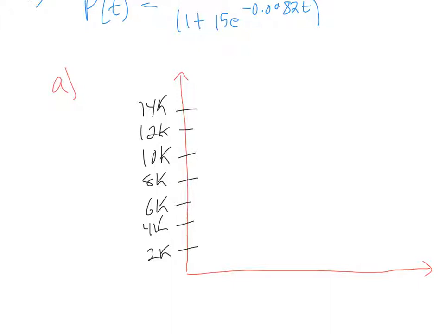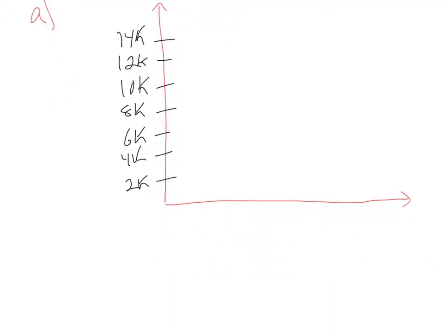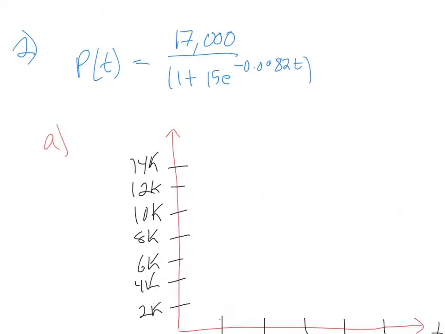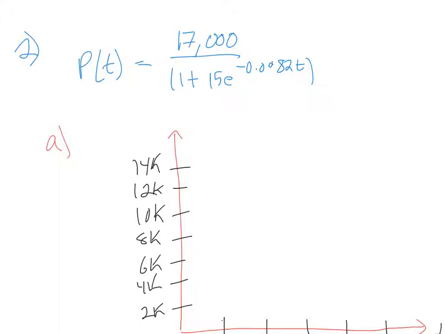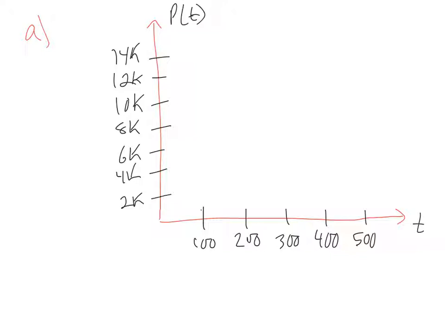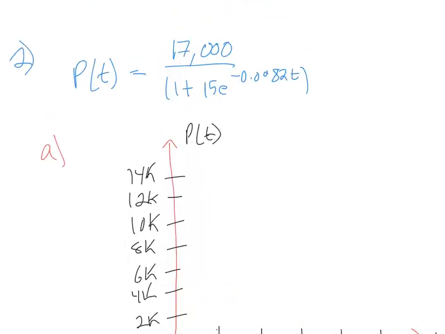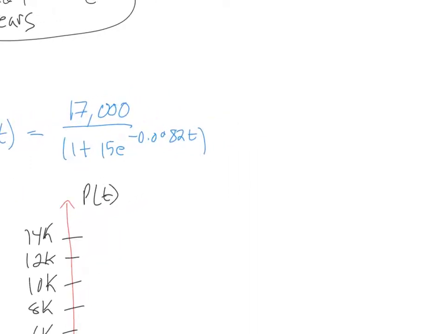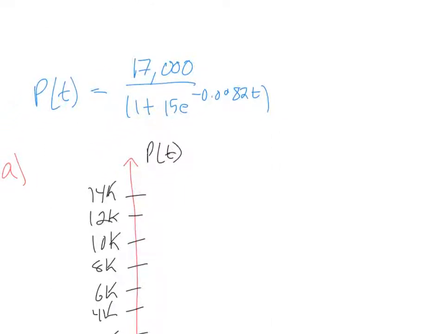Okay, and then we want to look at time. We can do that going by years and hundreds. So let's do 100, 200, 300, 400, 500, that's t. And our y-axis, or P of t, goes here. So we've got our t-axis and our P of t axis. Just like any function, we could create a table of values. When in doubt, table it out, and then we can use our calculator to figure some stuff out.